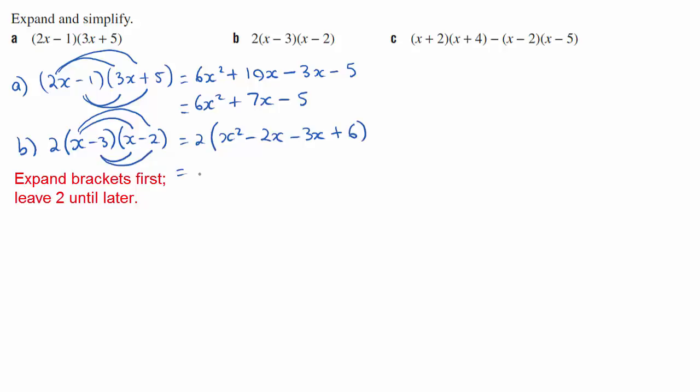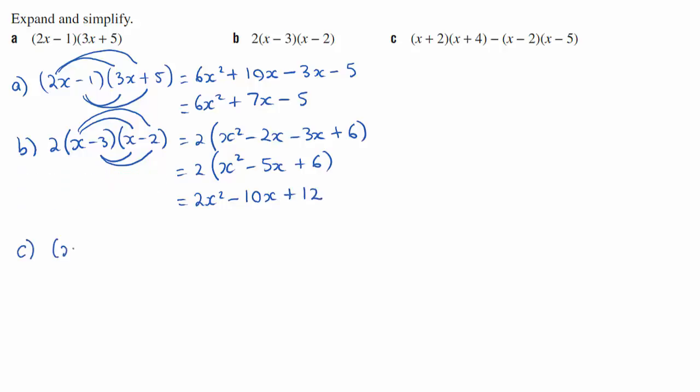Let's collect our like terms inside our brackets. So 2 times, we still have x squared, and then we have minus 5x, and then plus 6. Now let's multiply through by 2. So 2 times x squared will be 2x squared. 2 times negative 5x will be negative 10x, and then 2 times 6 is 12.